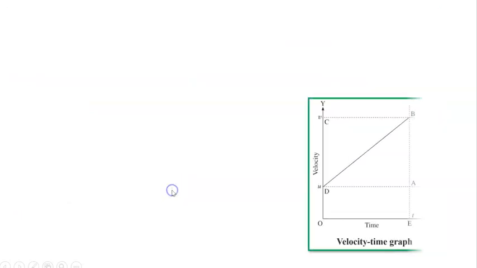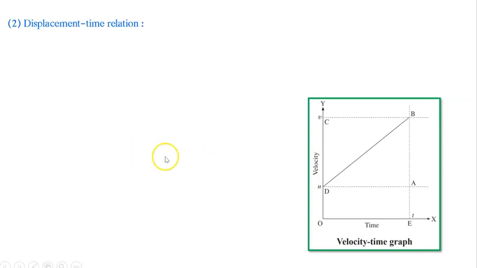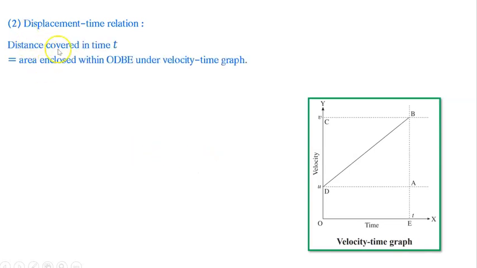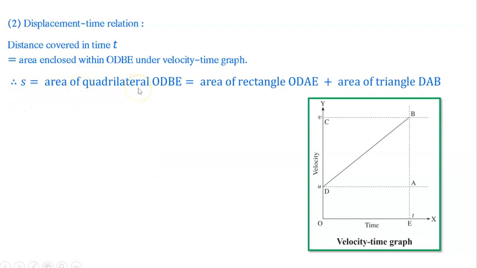Now next, displacement time relation. Distance covered in time t is equal to the area enclosed within ODBE under the velocity time graph. Now s is equal to area of the quadrilateral ODBE, and this area of the quadrilateral we will divide into two parts. First is area of rectangle ODAE plus area of triangle DAB.